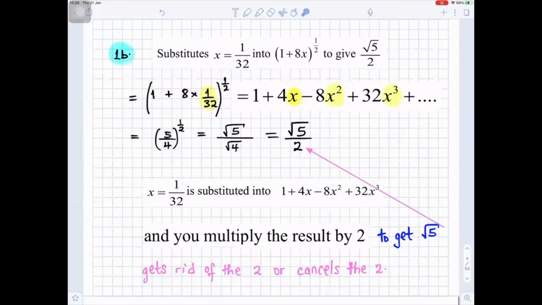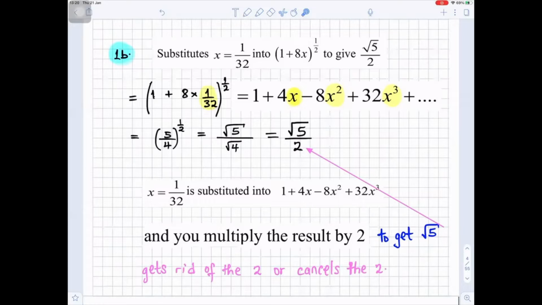For question 1b, you substitute x equals 1 over 32 and you would get 1 over 32 times 8 plus 1. That gives you 5 over 4 to the half. 5 to the power half is the square root of 5 and the square root of 4 is 2.